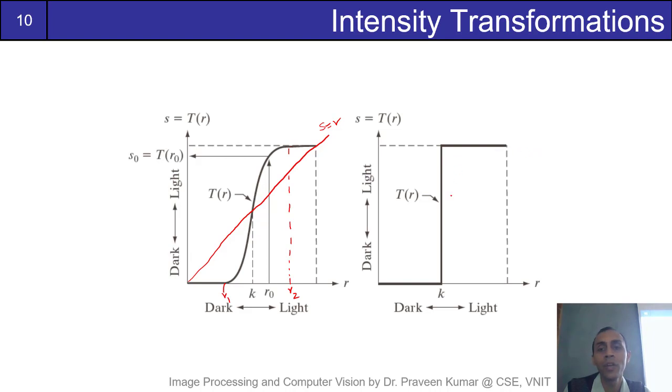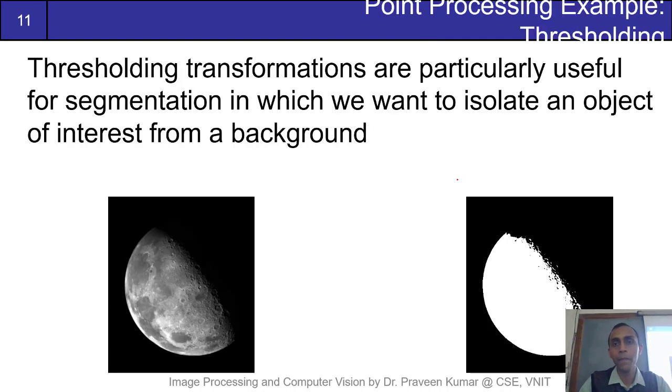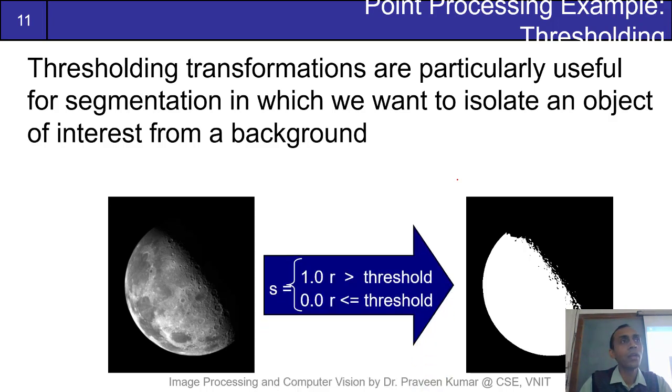So this is a simple threshold function where all the values less than k, you are making 0, and all the values greater than k, you are making 255 or 1. So it will just give you a binary image. So this is just an example of that thresholding function here.